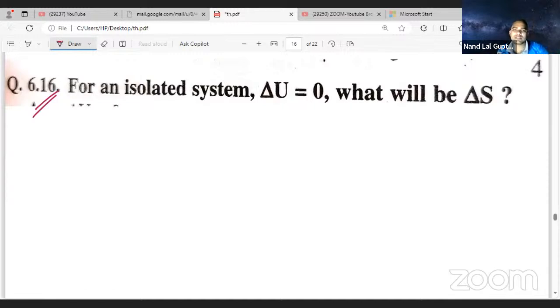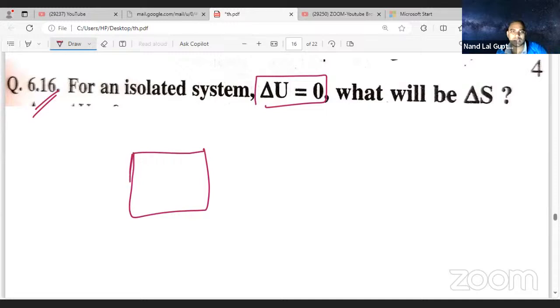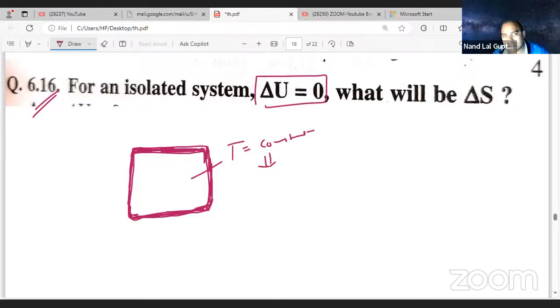For an isolated system, delta U equals 0. Isolated system means the system where neither matter nor heat is getting exchanged. Open system, closed system, isolated system: there are three types of systems. So this is an isolated system. T is constant, they are saying. Once the temperature is constant, internal energy will also be constant. This is the isolated system.